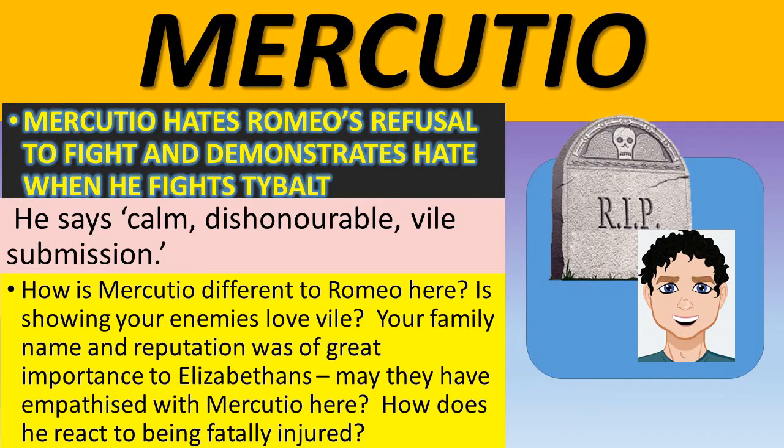So how is Mercutio different to Romeo here? Is showing your enemies love vile? Your family name and reputation was of great importance to Elizabethans. May they have empathised with Mercutio here? And how does he react to being fatally injured? He doesn't take any responsibility for that. What is it that he says or does after he is injured? You've got about 5 minutes to write this paragraph. You'll hear from me when your time is up.